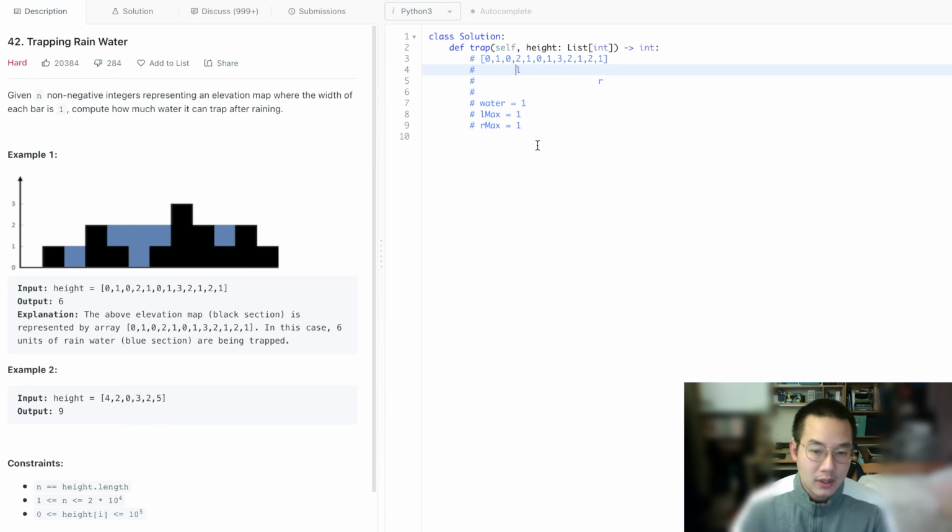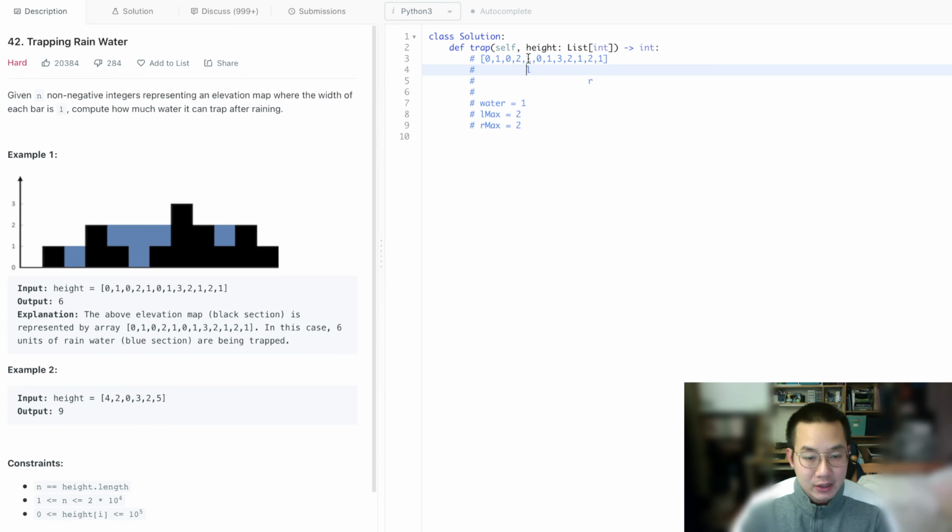Now we're at 2. At 2, we are higher than left, and that means there's no water to be added because we have a higher wall. And that also means that the right now needs to move down to be a 2. So now left max and right max is 2. And because they're at the highest points, right max minus right, basically the same point, is equal to 0. So there's no new height.